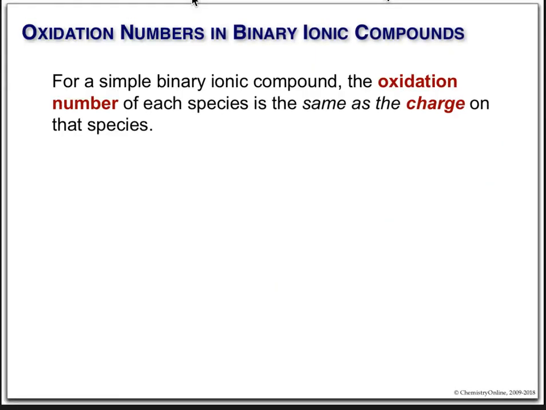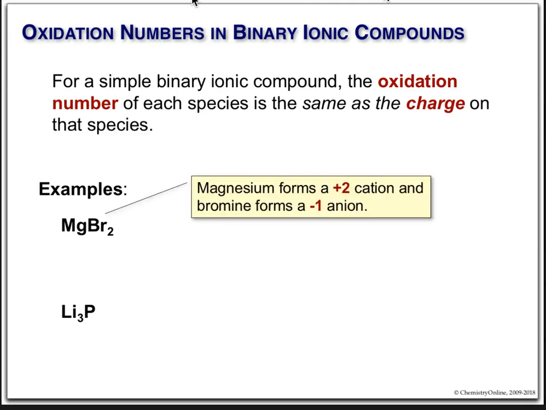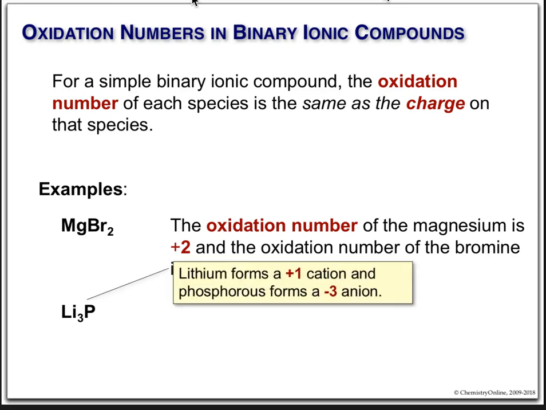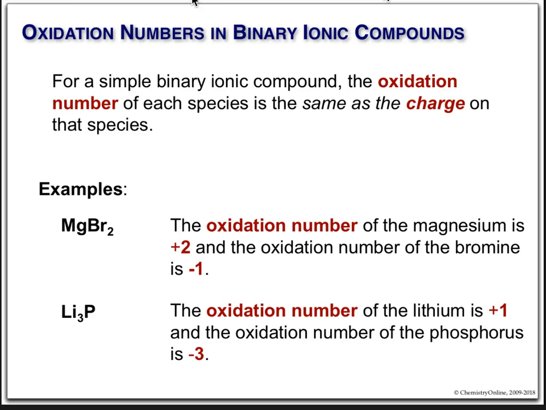For example, if we have magnesium bromide, the charge on magnesium is +2, charge on bromine is -1. In oxidation terminology, we simply say oxidation number of magnesium is +2, bromine is -1. Same as the charge. Lithium phosphide. Lithium +1, phosphorus -3. Simply use a different word and describe the charges as oxidation numbers.